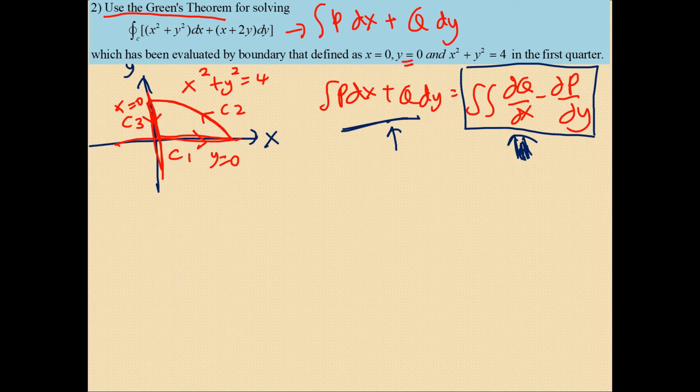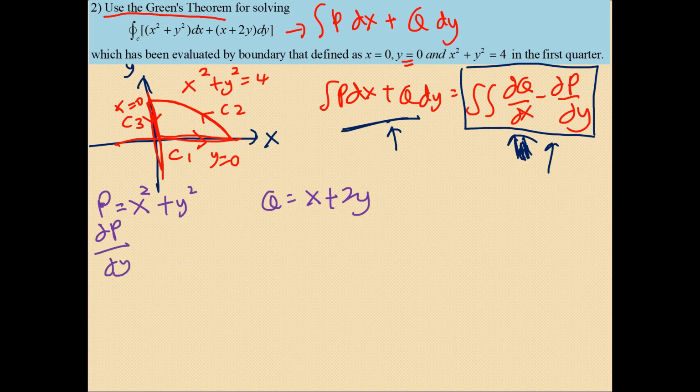So now you are going to do ∂Q/∂x minus ∂P/∂y. You have to know what your P and what your Q are. P in this case is x squared plus y squared. Q is x plus 2y. Then find ∂P/∂y and ∂Q/∂x. ∂P/∂y is 2y, ∂Q/∂x is 1.